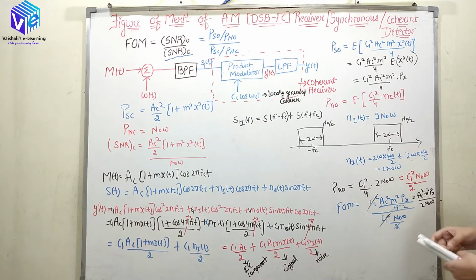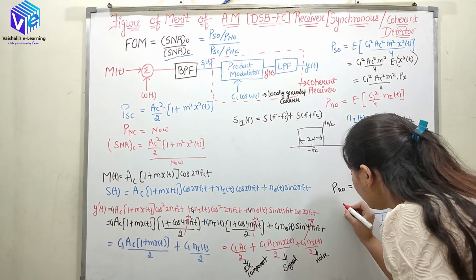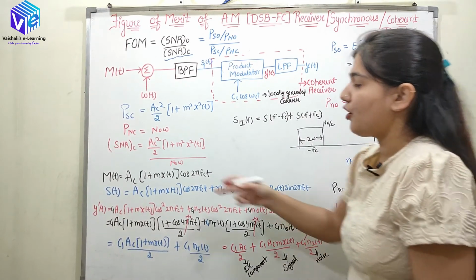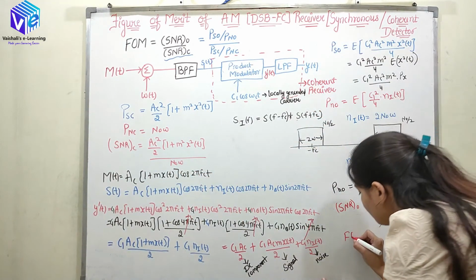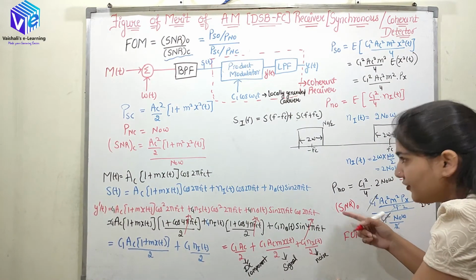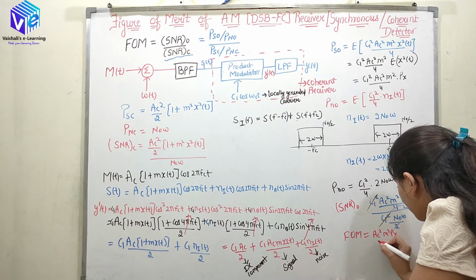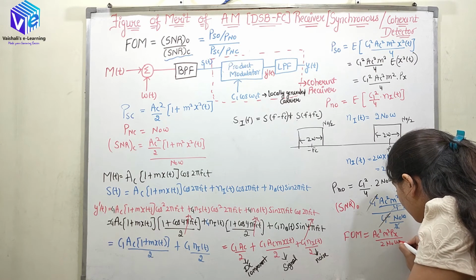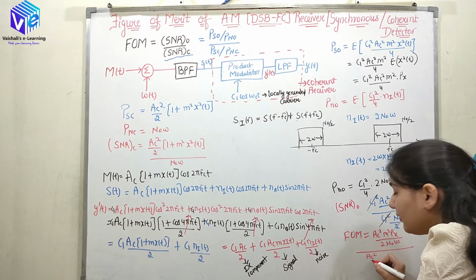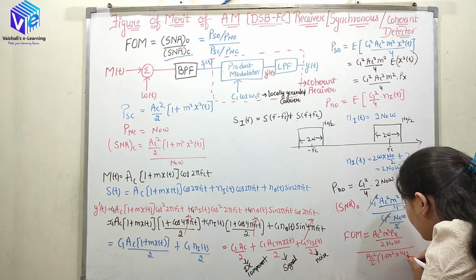So now here, this is SNR of the output. So now I know SNR of the channel, I know SNR of the output. So I can find out figure of merit, which is equal to SNR of the output upon SNR of the channel, which is AC square M square PX upon 2 N naught W divided by AC square upon 2 into 1 plus M square X square T.